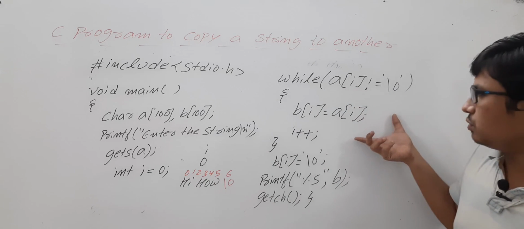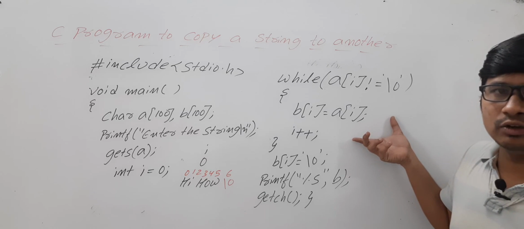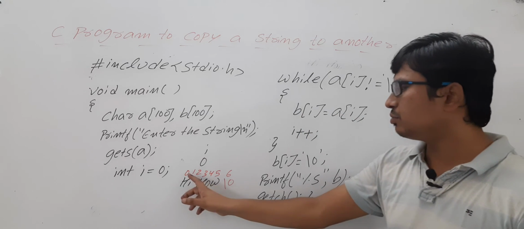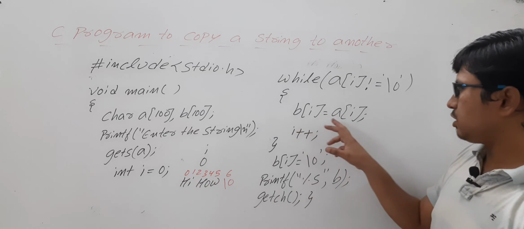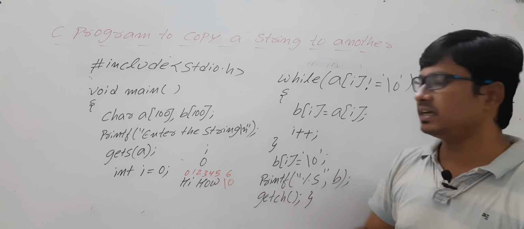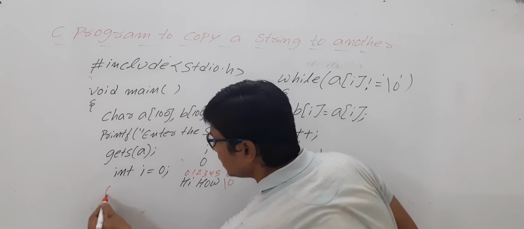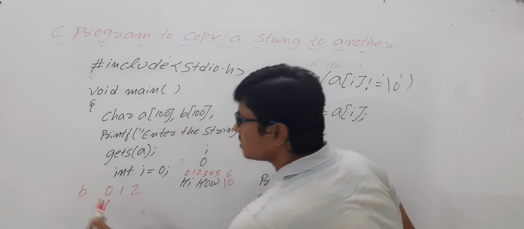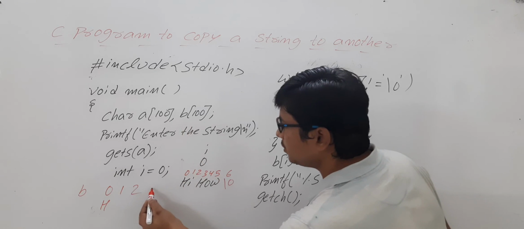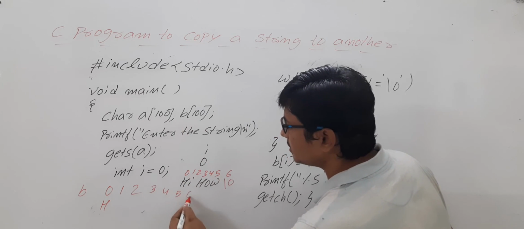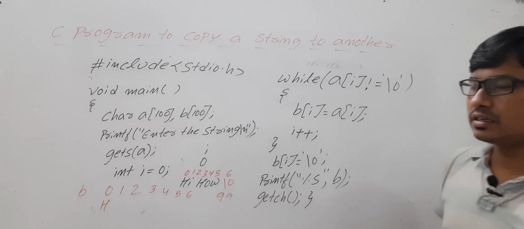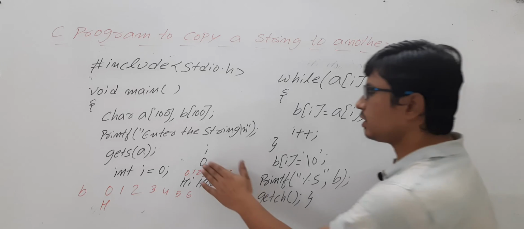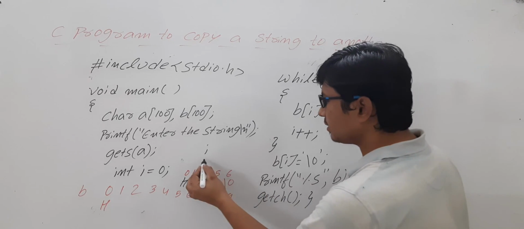So this condition is true. If this condition is true, whatever the statements which are there in the while loop, you need to execute them. So B of I is equal to A of I. So B of 0 is equal to A of 0, which is h. So in the array B, at the index 0, you are copying the character called h. This is the array B, and you have 100 indexes from 0 to 99. Is it clear? Are you able to understand it or not? Now I value you are incrementing. Now the I value will be updated to 1.